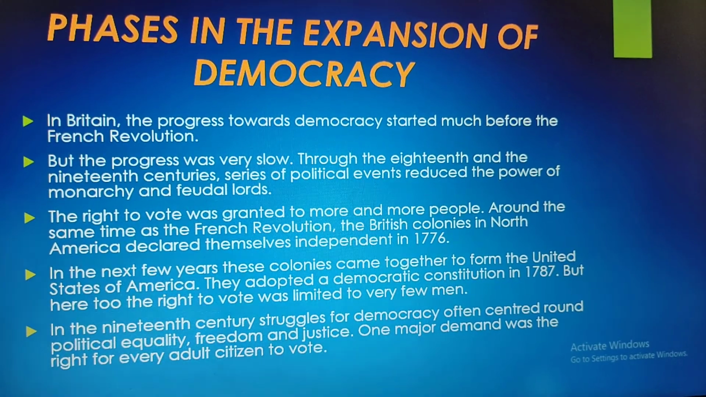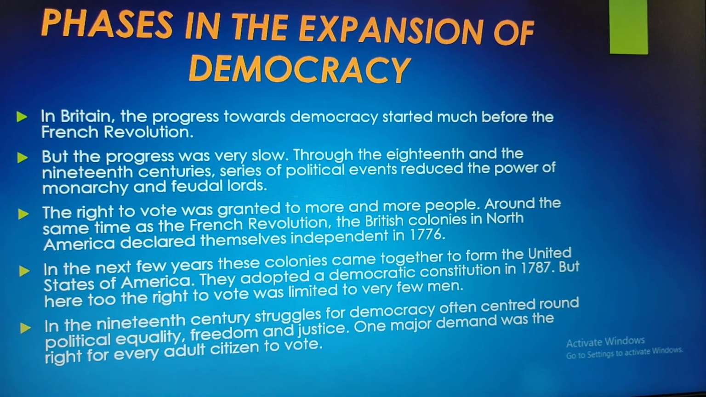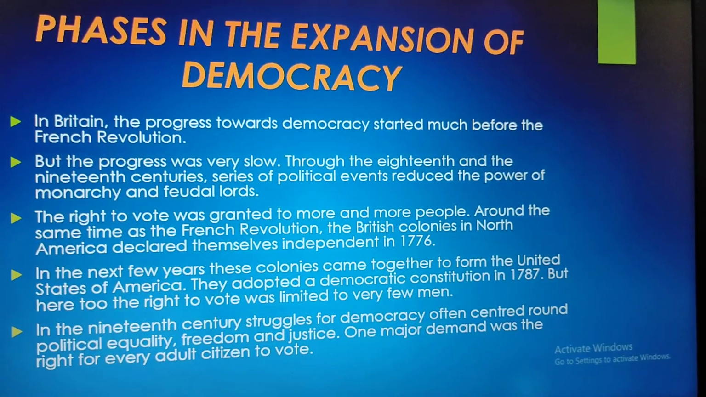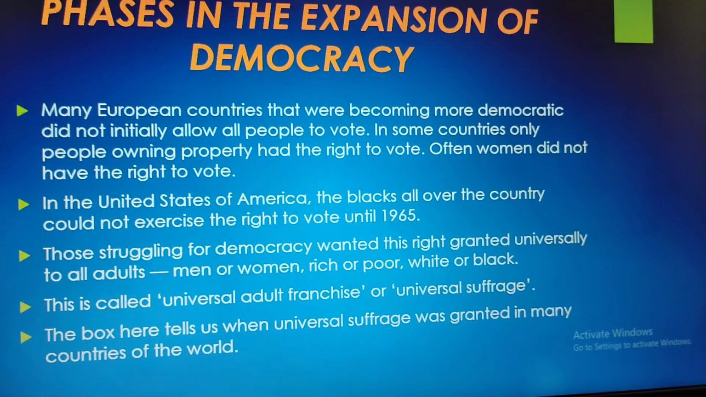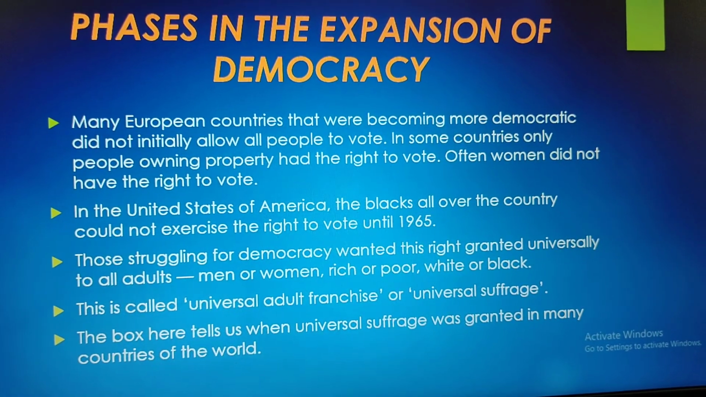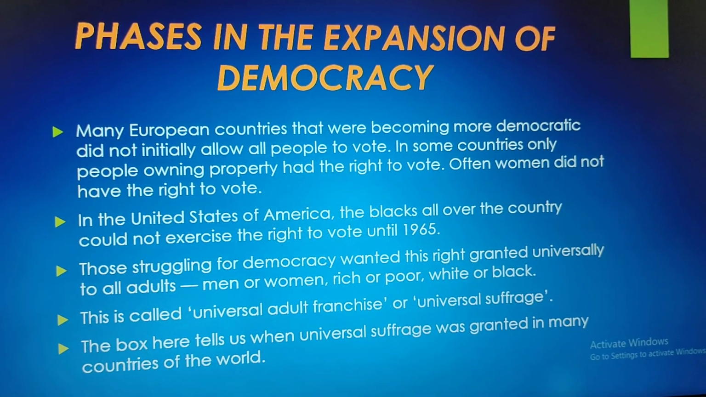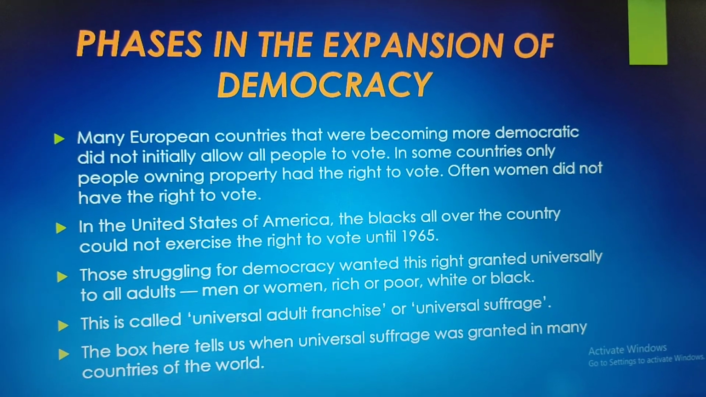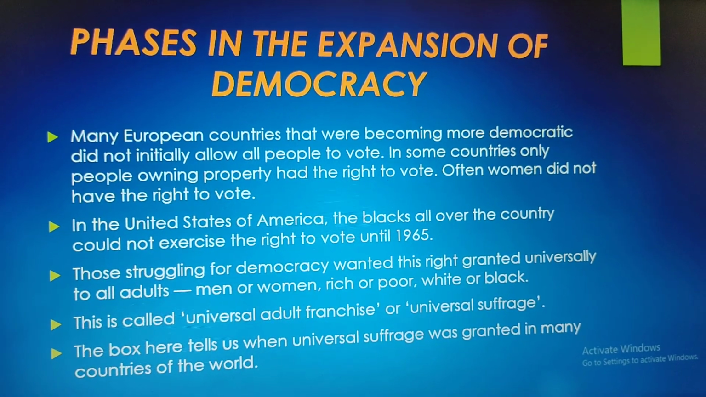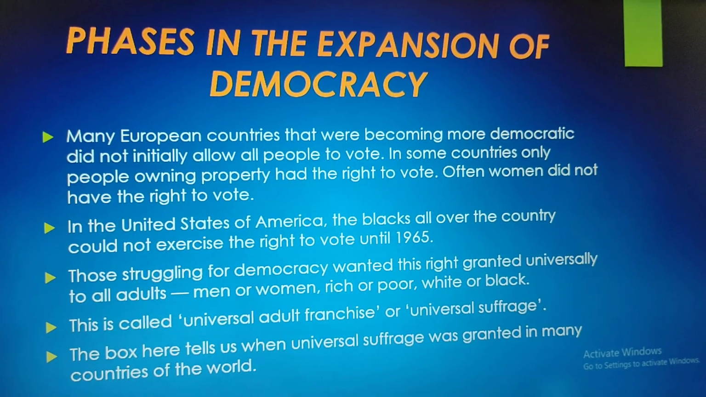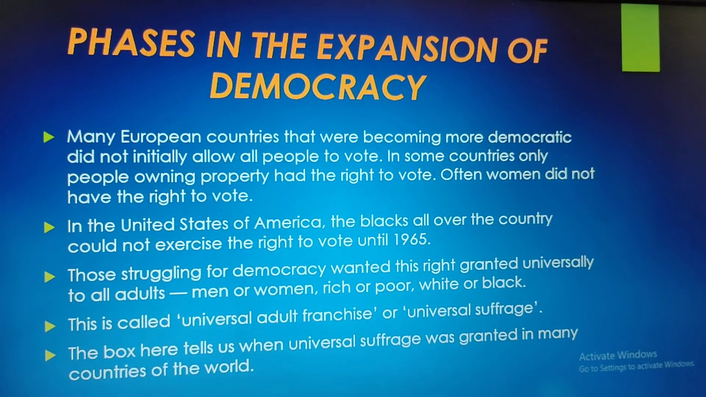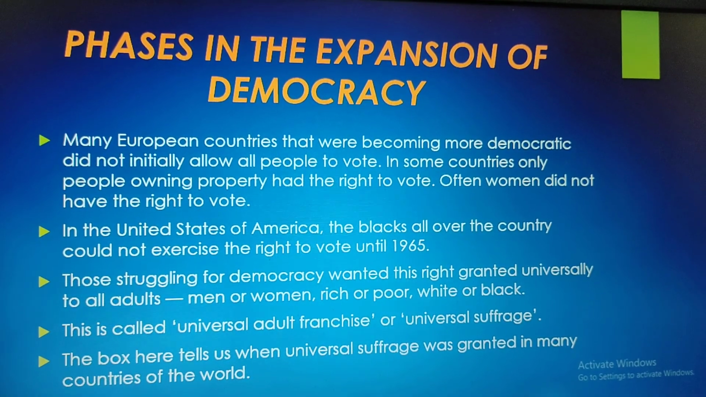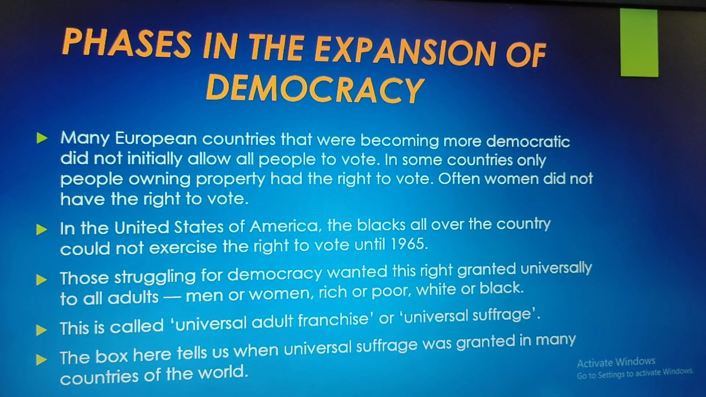In the 19th century, struggles for democracy often centered around political equality, freedom, and justice. One major demand was the right for every adult citizen to vote. Now, many European countries that were becoming more democratic did not initially allow people to vote. In some countries, only people owning property had the right to vote. Often, women did not have the right to vote. In the United States of America, the blacks all over the country could not exercise the right to vote until 1965. Those struggling for democracy wanted this right granted universally to all adults, men or women, rich or poor, white or black. This is called universal adult franchise.